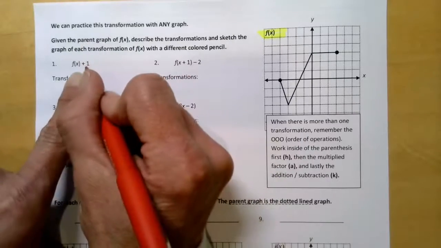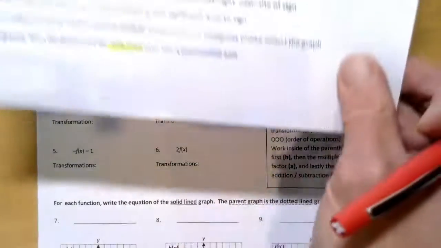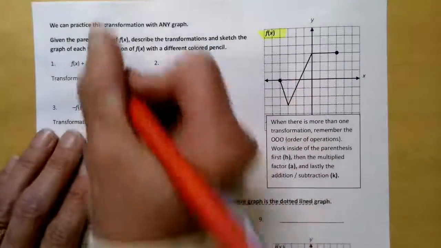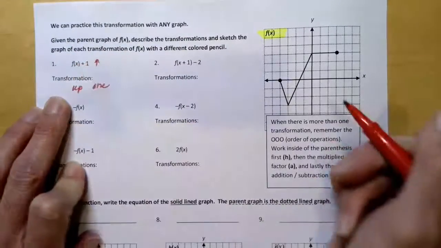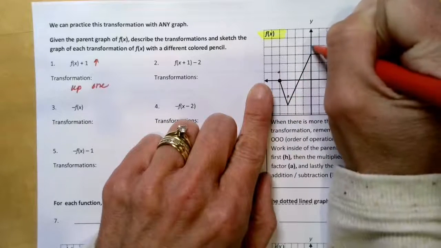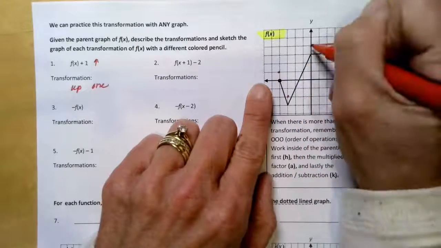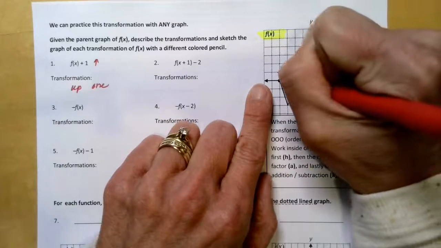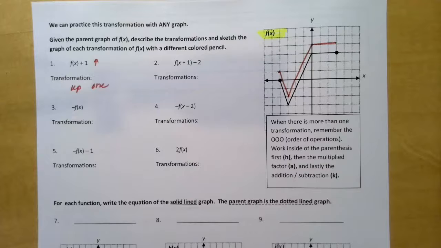All right, so if I have f of x plus 1, if I look back at my rules, that looks like I'm going to have a k outside, which means I'm going to go vertically up. So this transformation is going to go up 1, which means each of these dots on my graph is going to go up 1. So my transformation up 1 looks like I have sent my whole graph, just given it a little boost up in the air.